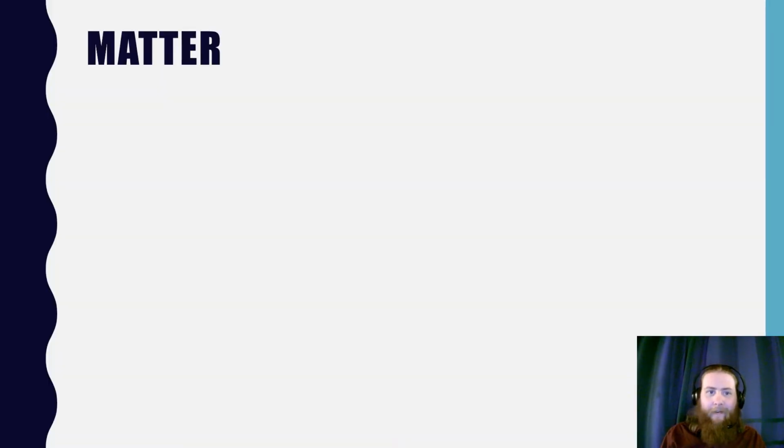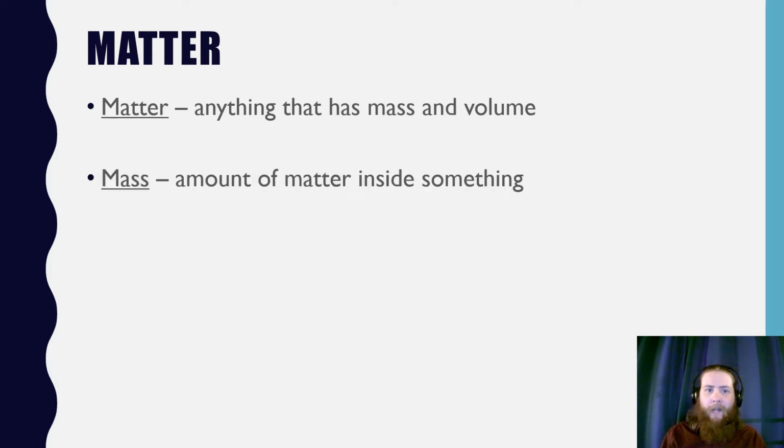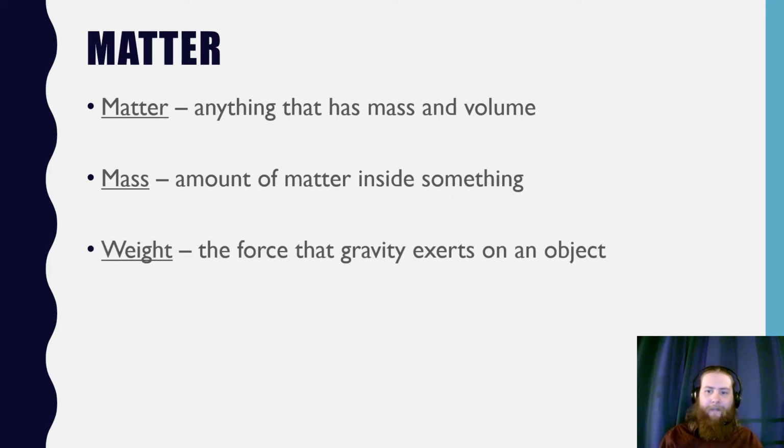What is matter? Well, matter is anything that has mass and volume. And to describe mass, we talk about the amount of matter inside of something. They're kind of circular definitions, but they're very important. You can't have mass without having matter, and you can't have matter without having mass.